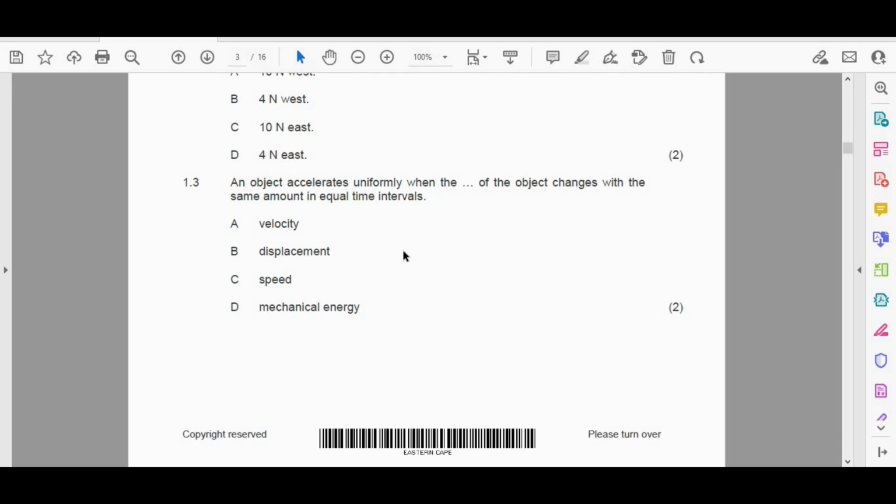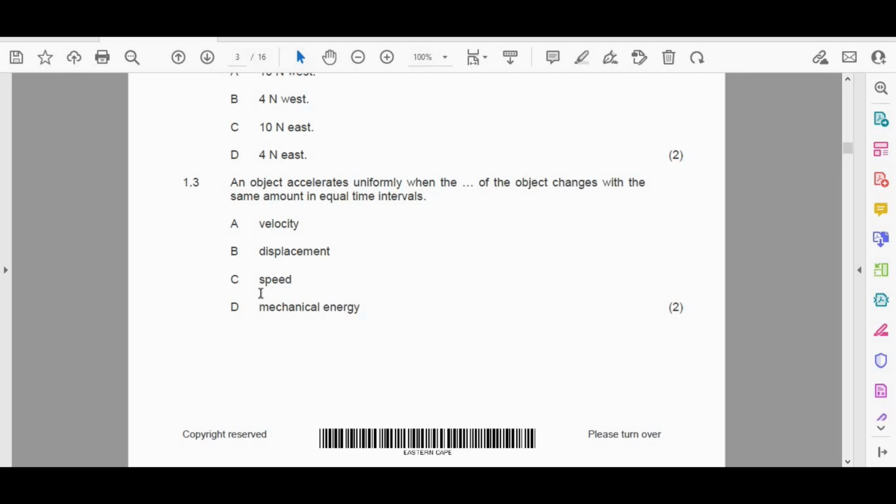1.3, an object accelerates uniformly when the space of the object changes the same amount in equal time intervals. Okay, well, it cannot be mechanical energy. So I'm going to take out option D, because nowhere in energy do we read about acceleration and time intervals.